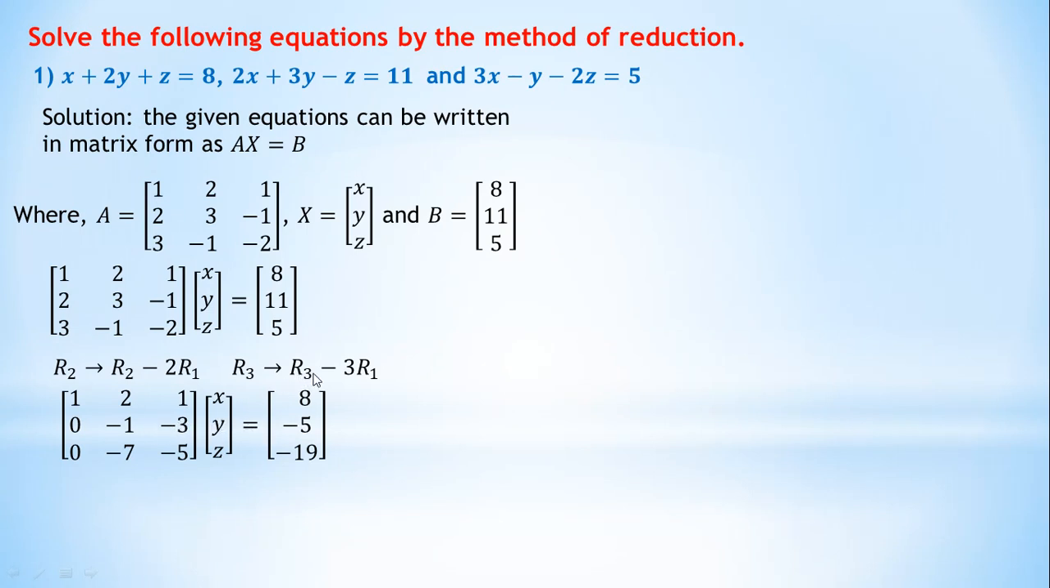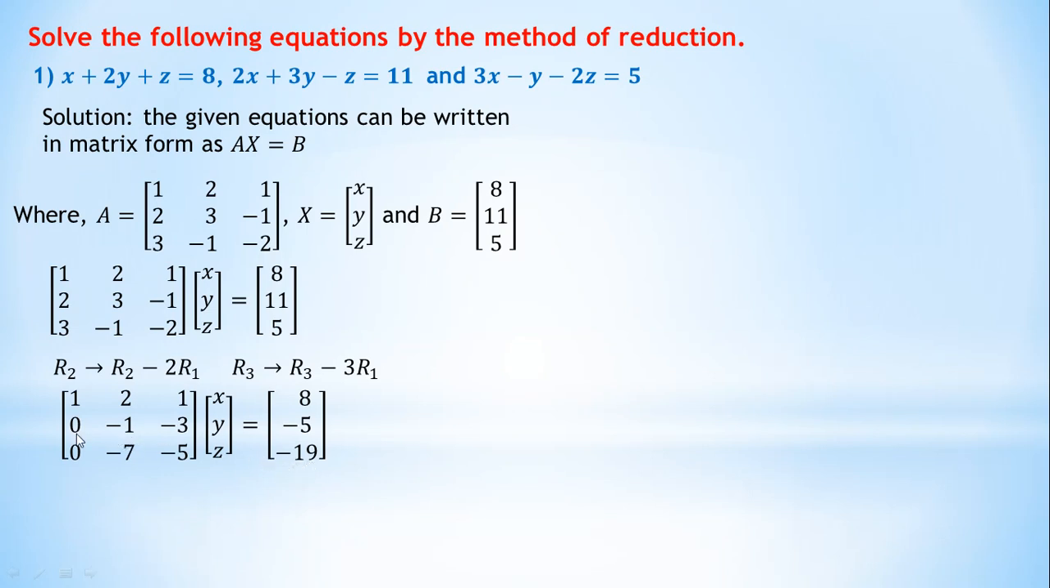Now the third row, as per this, it is R3 minus 3R1. So 3 minus 3 gives 0. Then this is minus 1 and minus 3 into 2, that is minus 6, so minus 1 minus 6, that is minus 7. And here it is minus 2 and minus 3 becomes minus 5. Now on the right hand side, originally this is 5. 5 minus 3 times 8, so 5 minus 24, that is minus 19.